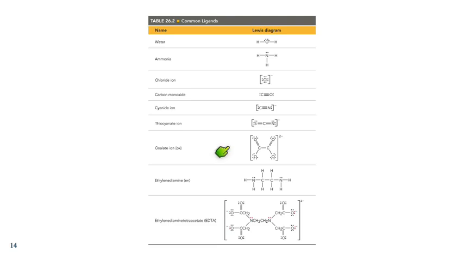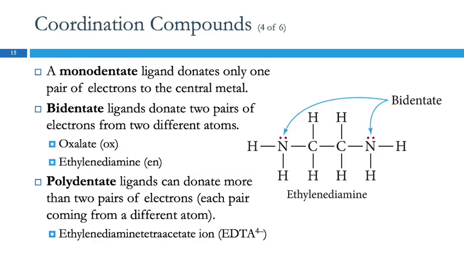So here's the structure of oxalate, right? And you can see this oxygen has a -1 charge, and this one has a -1 charge. And so both of these guys can form a coordinate covalent bond with the metal ion.